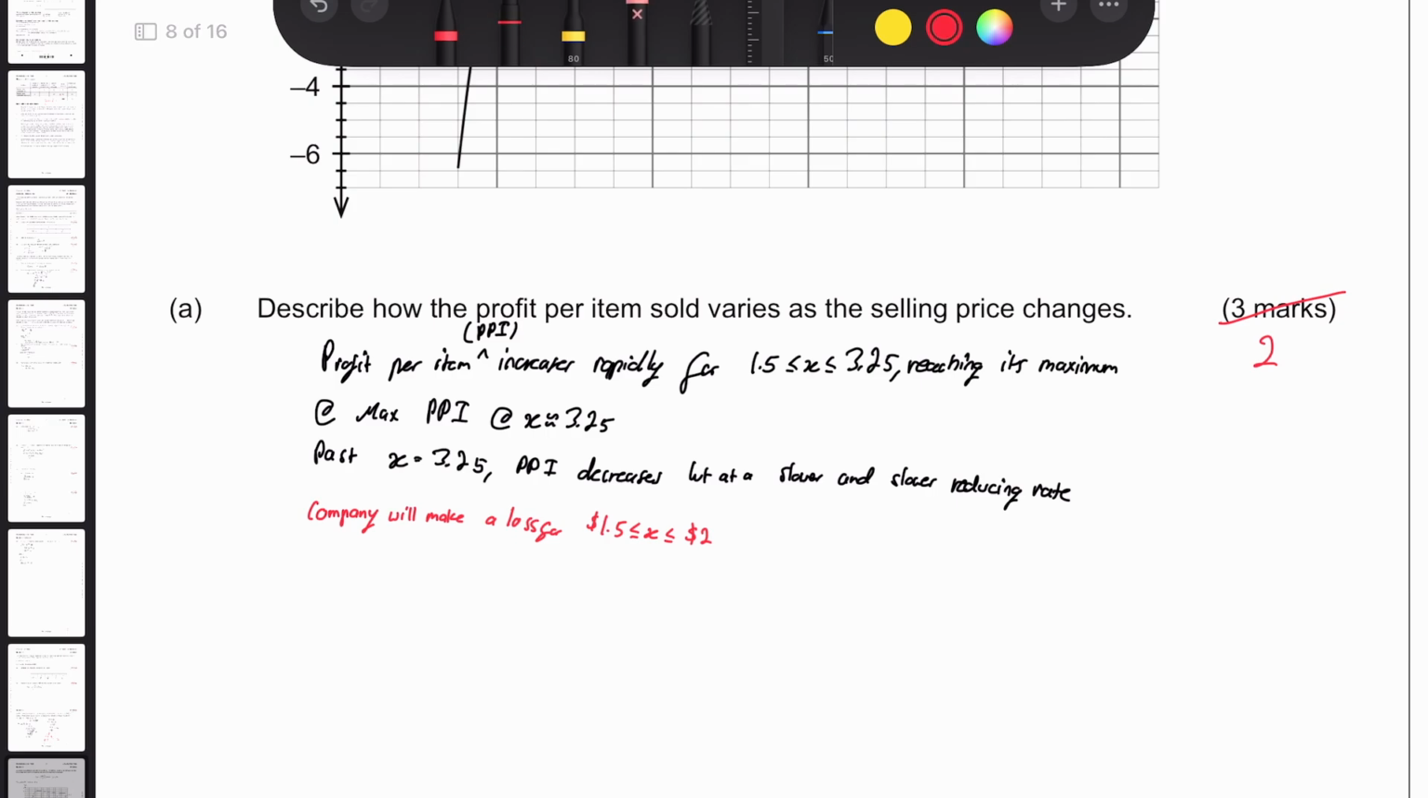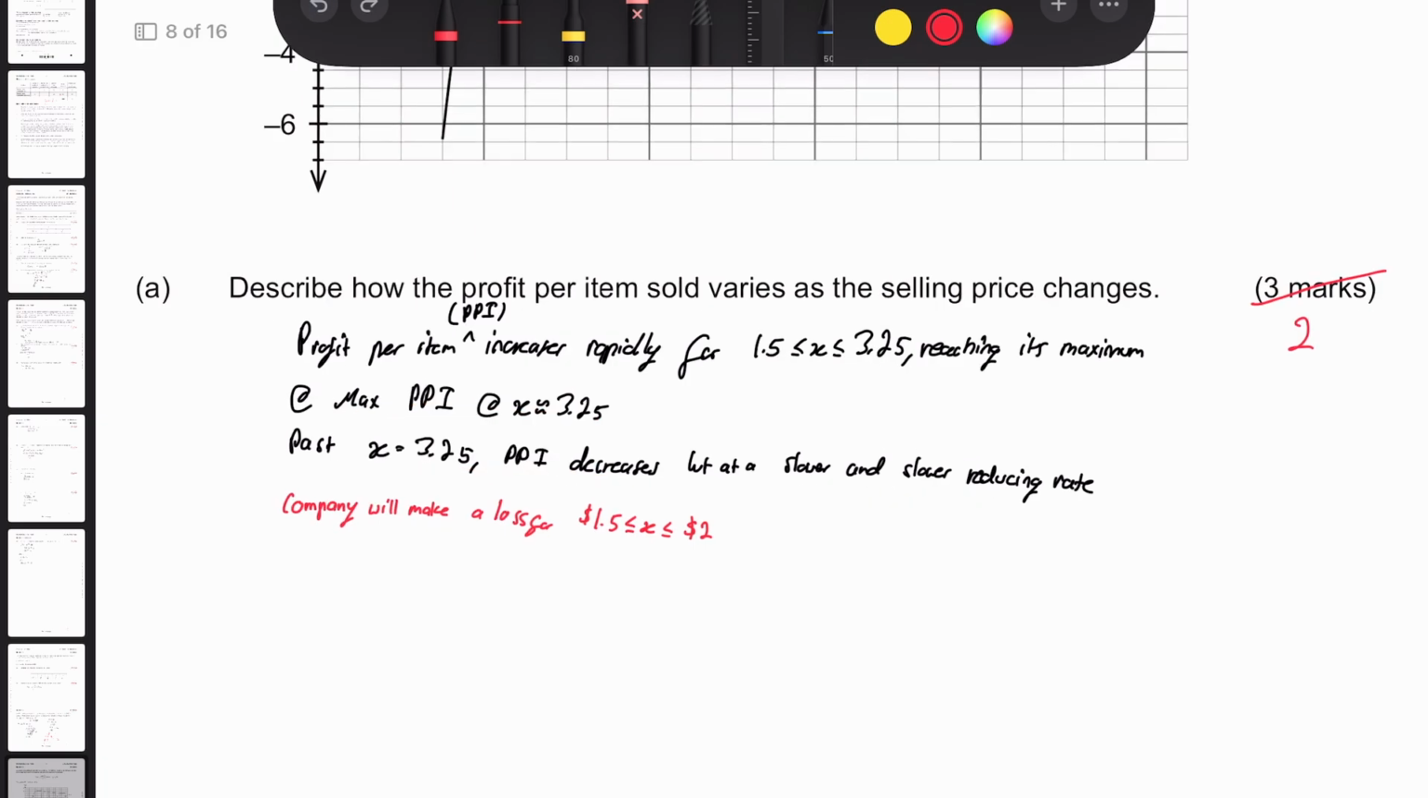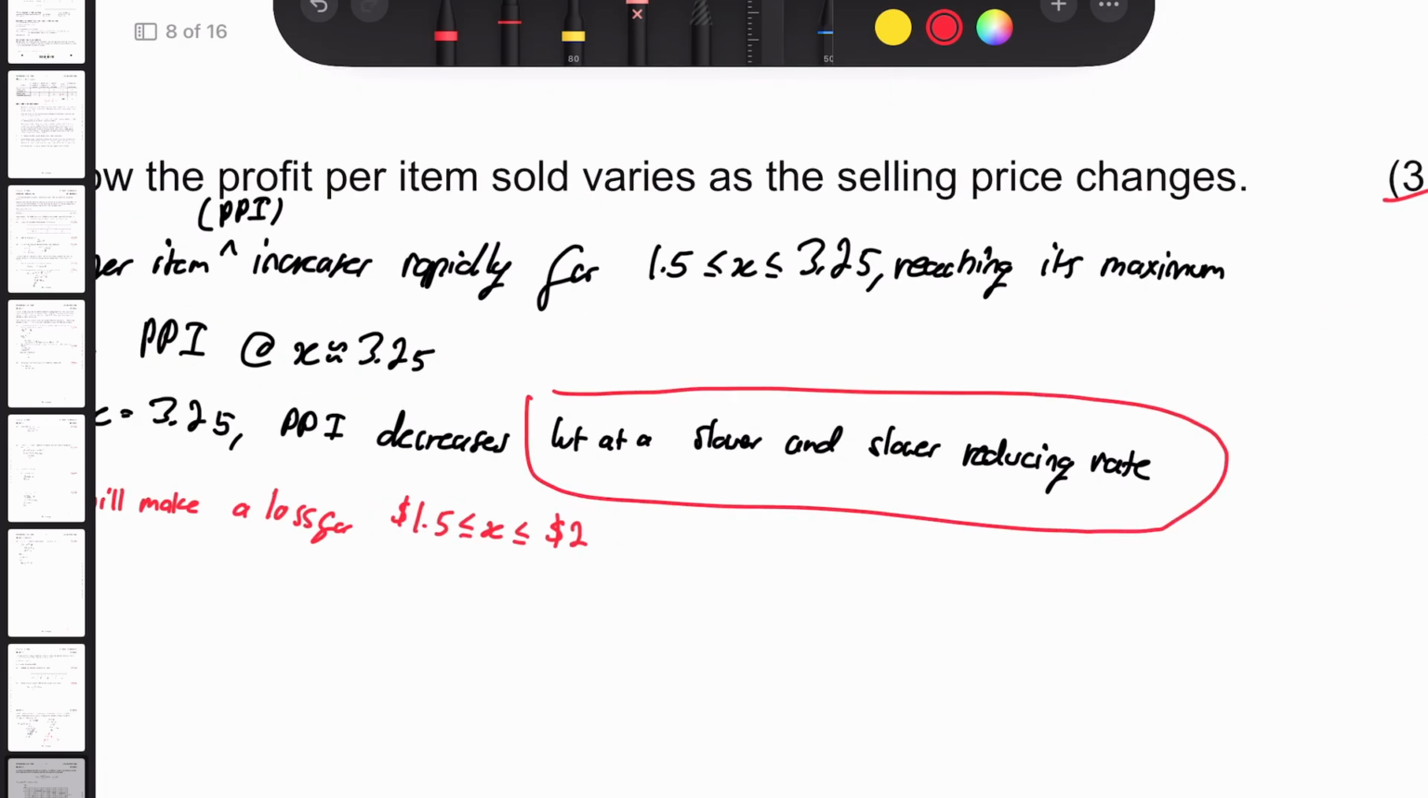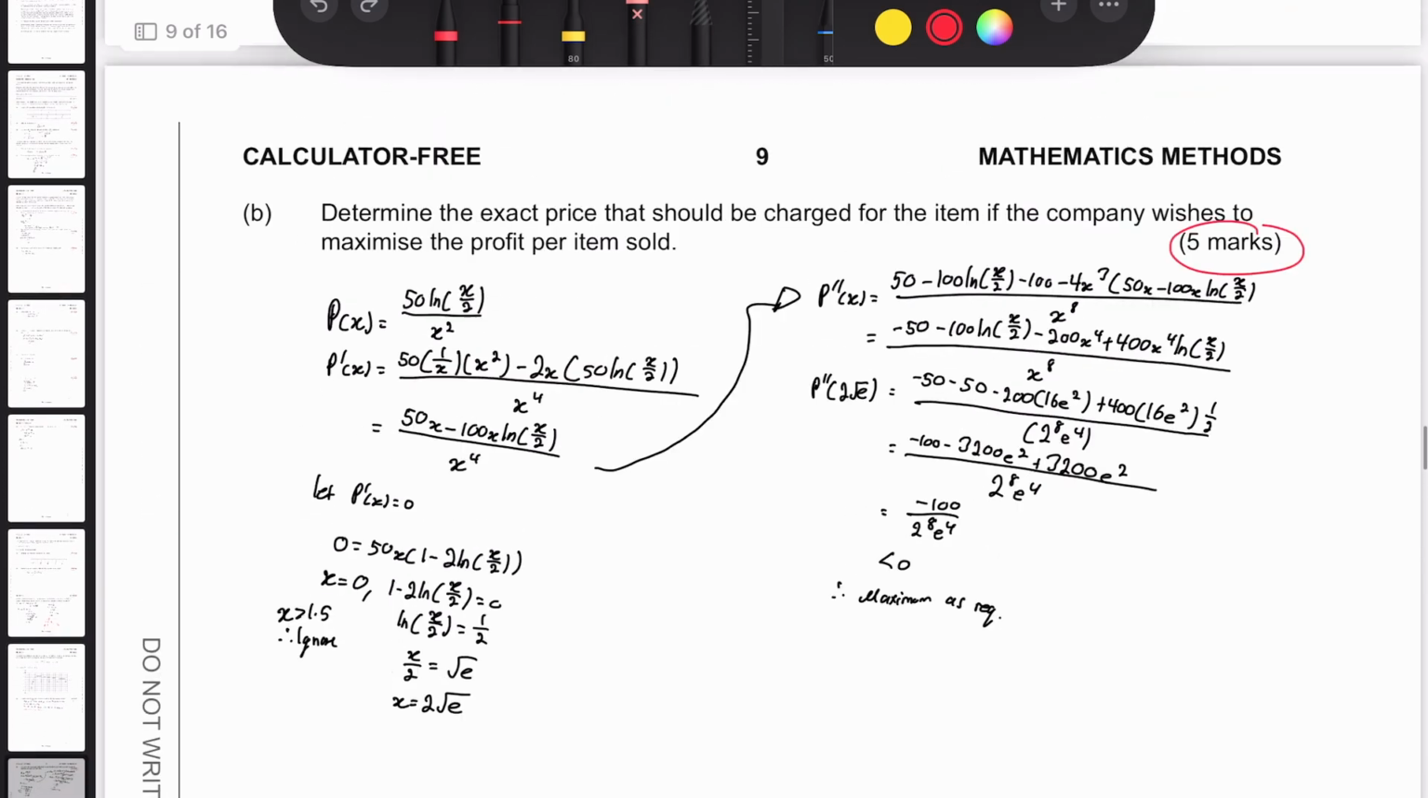The marks here were for a maximum at 3.25, and then past that it decreases. You didn't even need to talk about the slow and slow reducing rate. And everything else is correct.